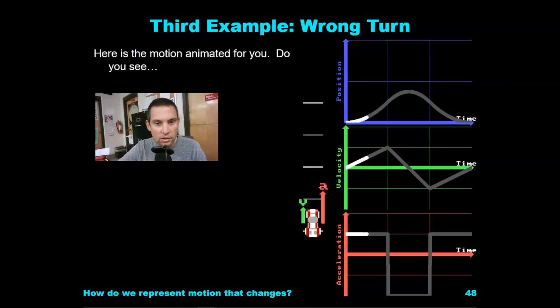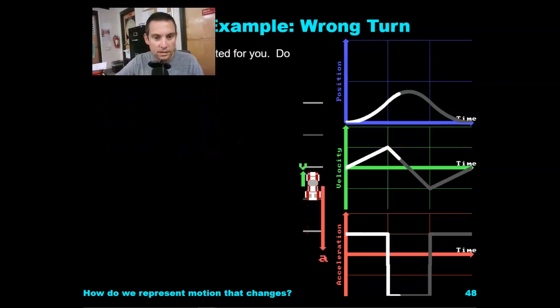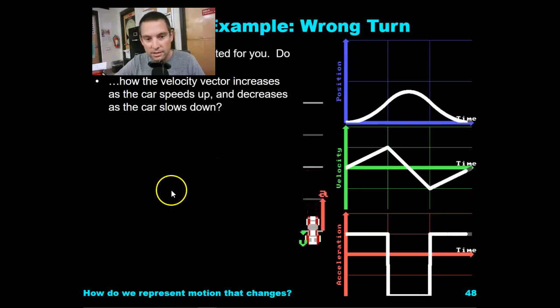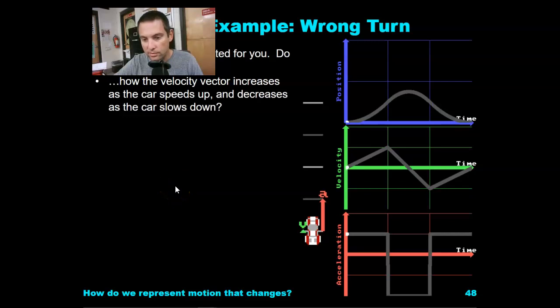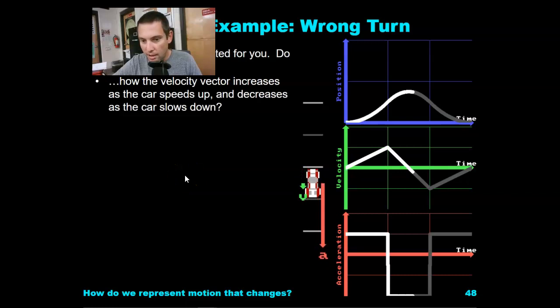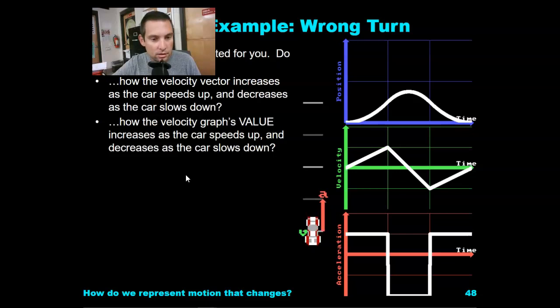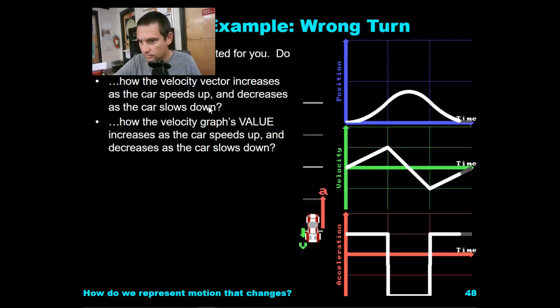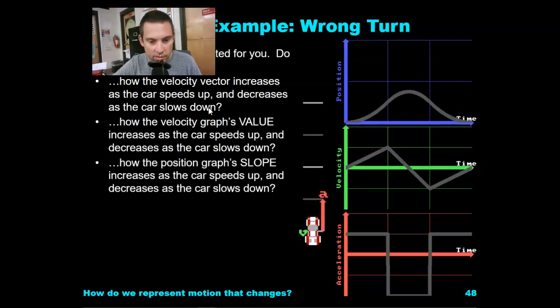Here's the cartoon. And some things to recognize. The velocity vector increases as the car speeds up and decreases as the car slows down. Makes sense, of course. We've seen that a lot now. This is the first time where we're changing directions. Did you notice how the velocity graph's value increases as the car speeds up and decreases as the car slows down? Did you notice how the position graph's slope increases as the car speeds up and decreases as the car slows down?